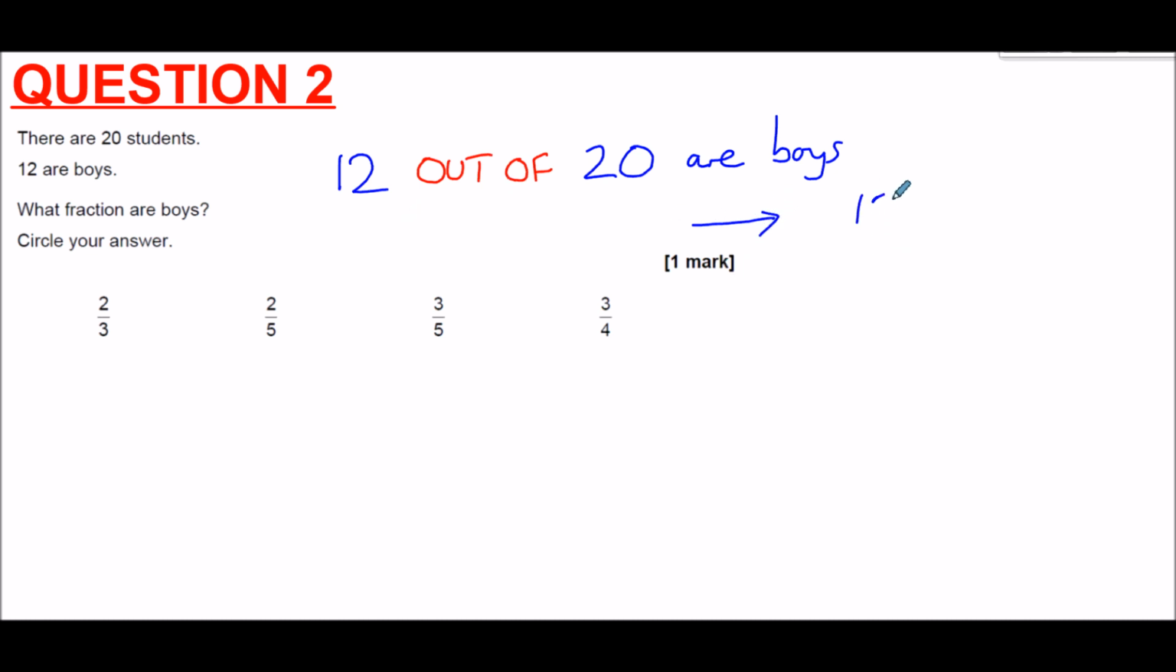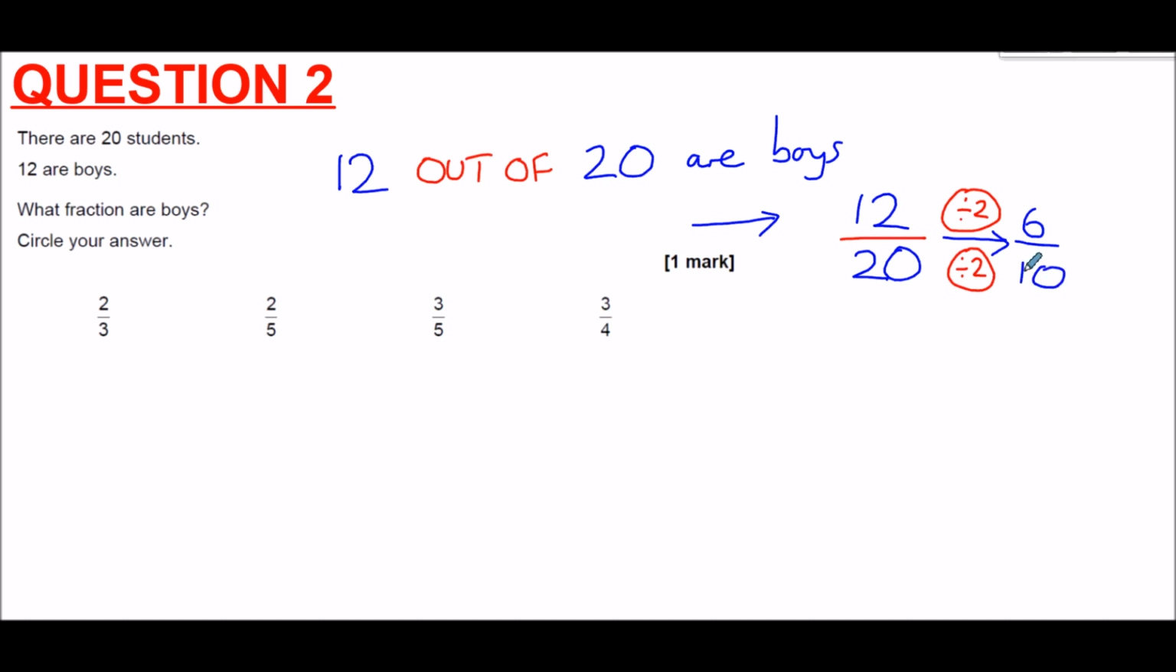They put the first number on top, out of 20. Whatever number comes after the 'of' goes at the bottom. But of course 12 over 20 isn't one of our options. That's because we need to simplify this down. So if both numbers are even, we can always divide by 2. So we can half the top and we can half the bottom. So half of 12 becomes 6. Half of 20 becomes 10.